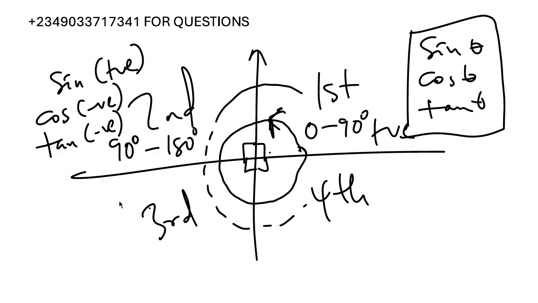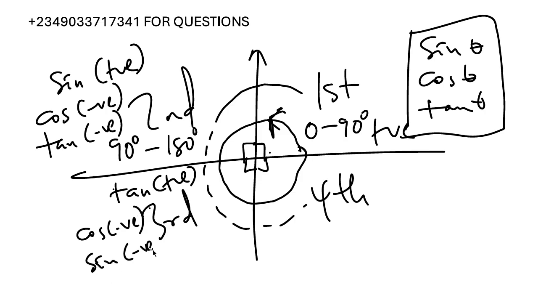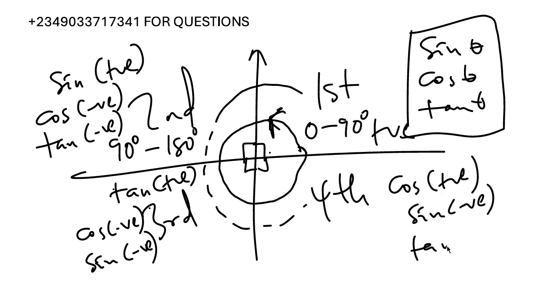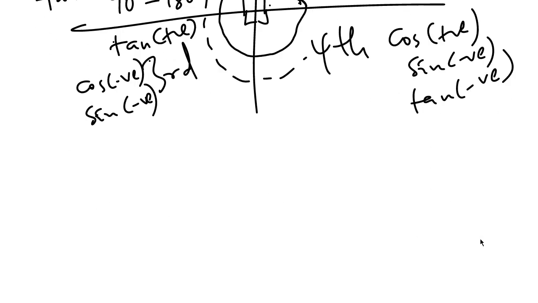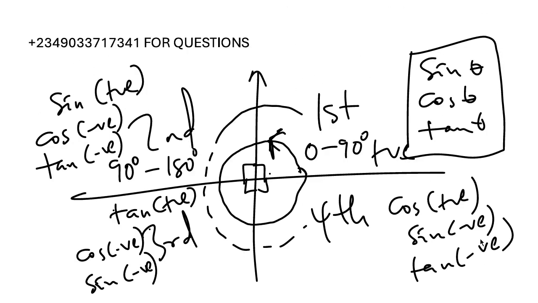Then moving to the third quadrant, tan is positive, while cos is negative, and sine is also negative. And then moving to the fourth quadrant, cos is positive, sine is negative, tan is negative. So how do you remember this? Because I've seen some past questions on the exam where they could give you something and expect you to locate what quadrant it belongs to.